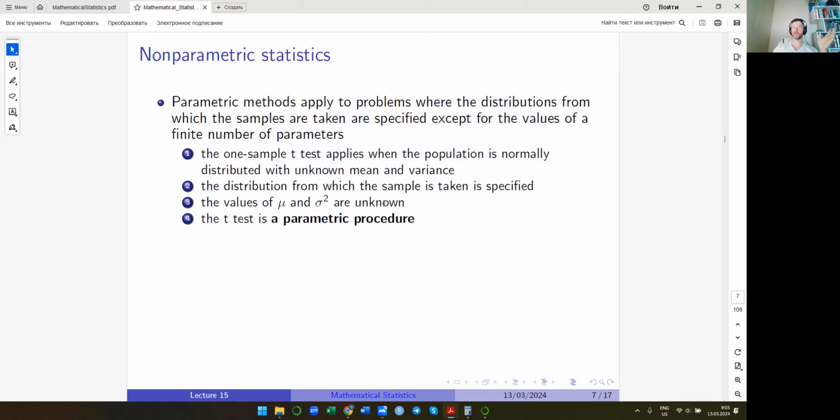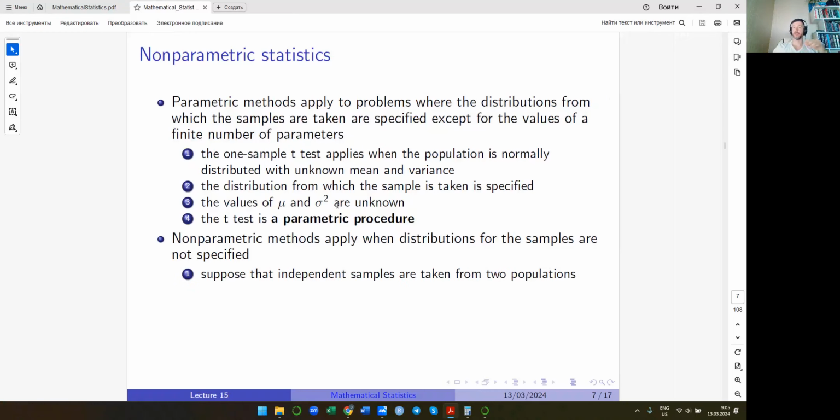So parametric means that we don't know the parameters of the distribution, but the distribution itself is specified. We assume that this distribution is normal. Non-parametric methods are applied when the underlying distribution is not specified. We don't care about the distribution from which the sample has been taken at all.